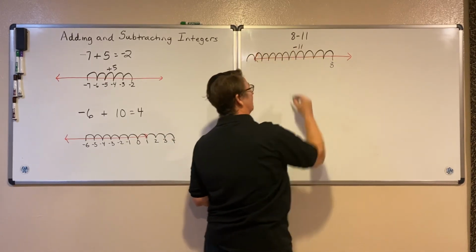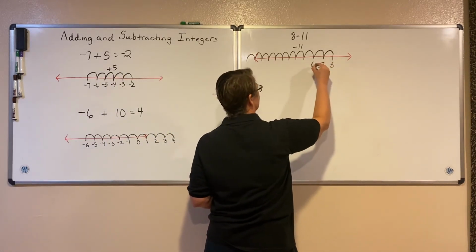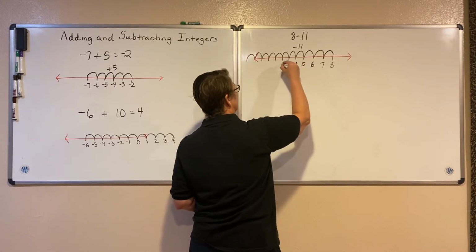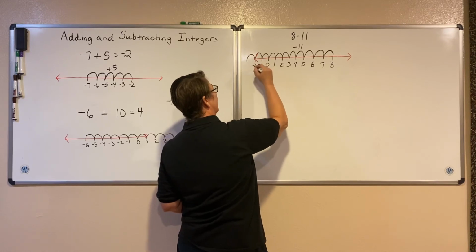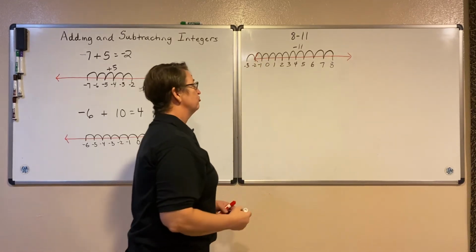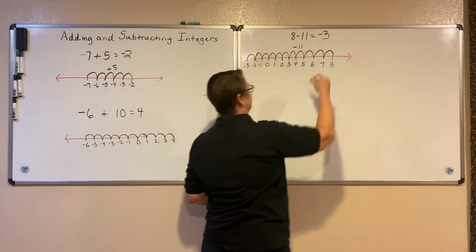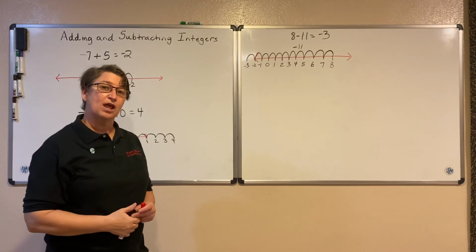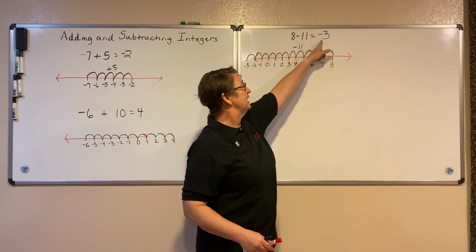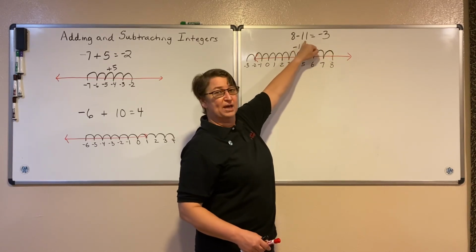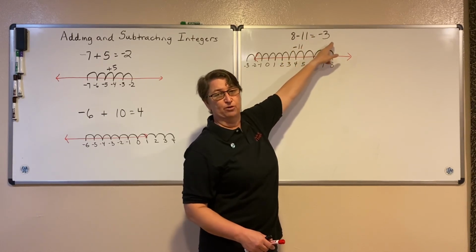I went backwards 11 spots. And so now I just count down to see where I am. 7, 6, 5, 4, 3, 2, 1, 0, -1, -2, -3. So I ended up at -3. So 8 minus 11 is -3. Notice again, really all I'm doing is subtracting those two numbers. 11 minus 8 is 3. But because 11 was bigger, I ended up in negative land. I keep the sign of the bigger number.